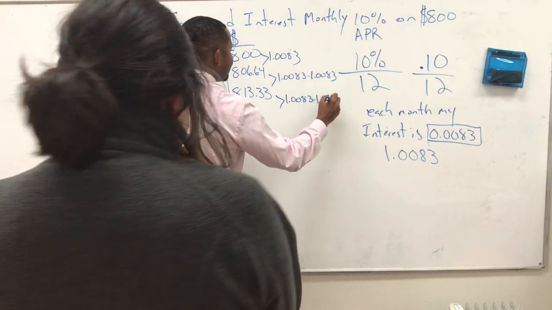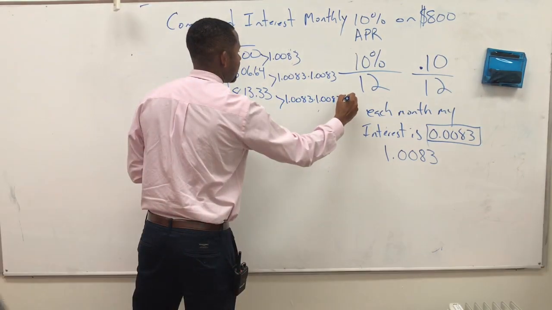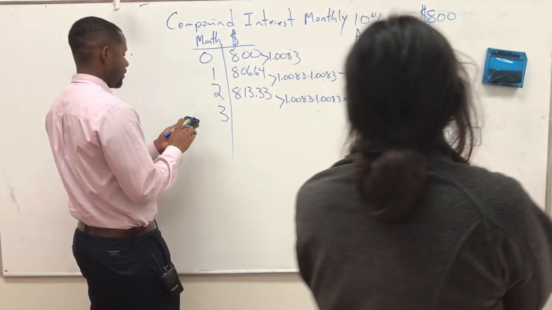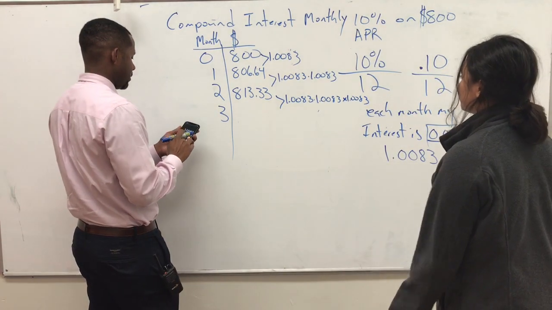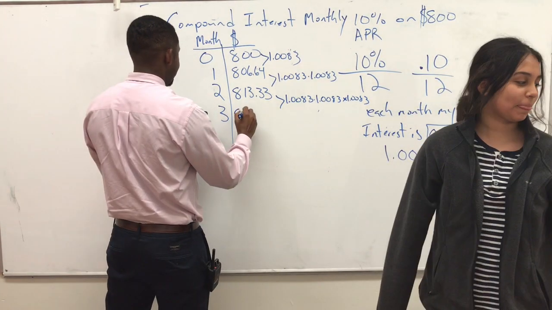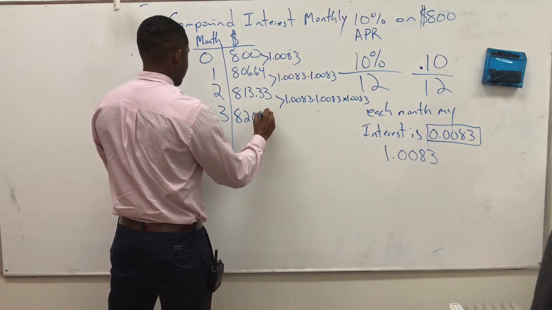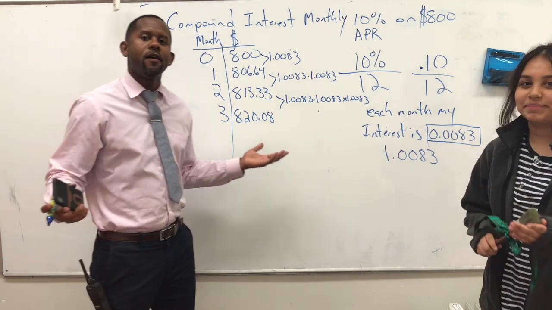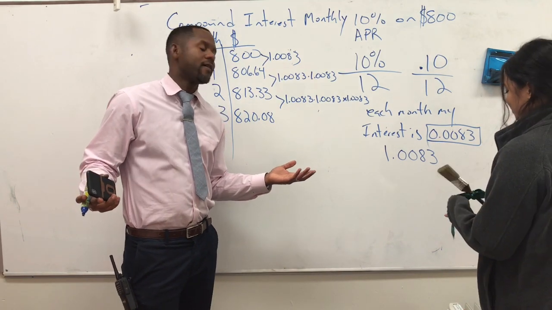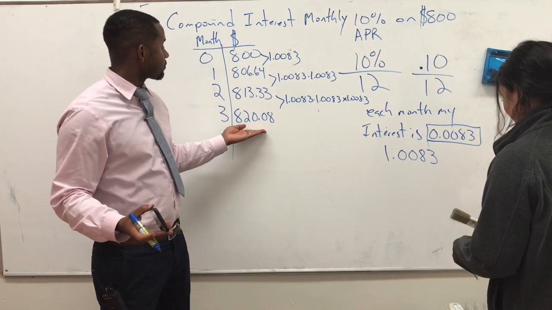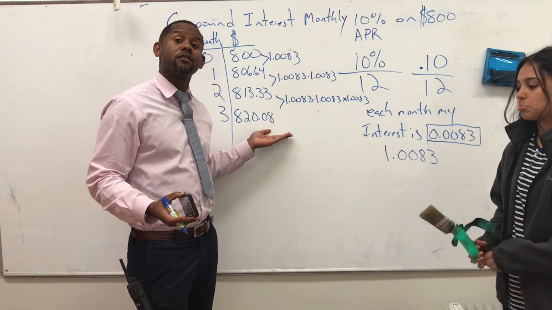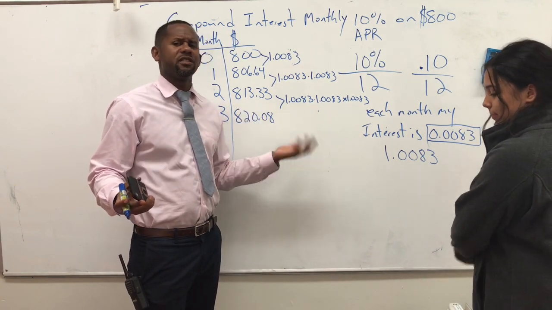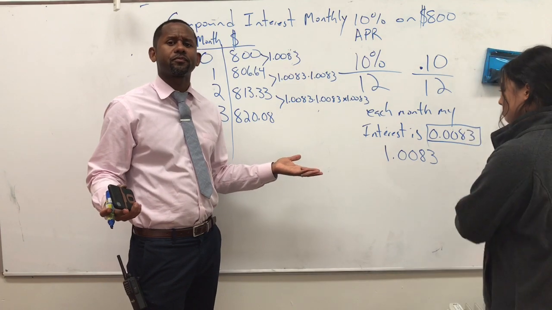Times 1.0083. Now I gotta do it a third time. It's my third month. Times 1.0083. And it's about 820.08. So let me ask you guys. For this one, I'm at 3, but I only have $820. Is this one worse than the last ones? Is it better, or do we know?